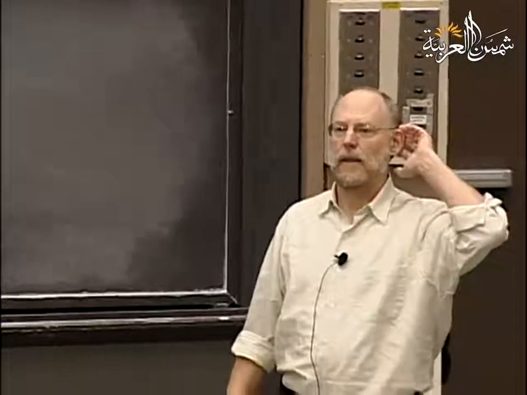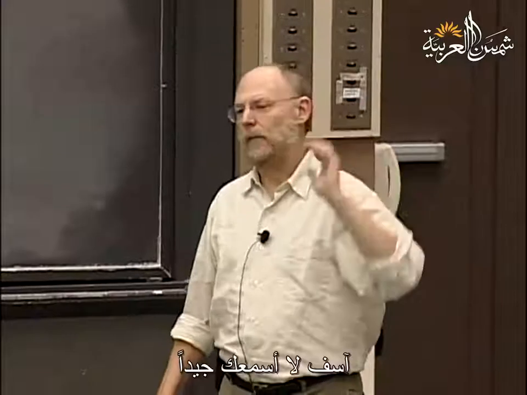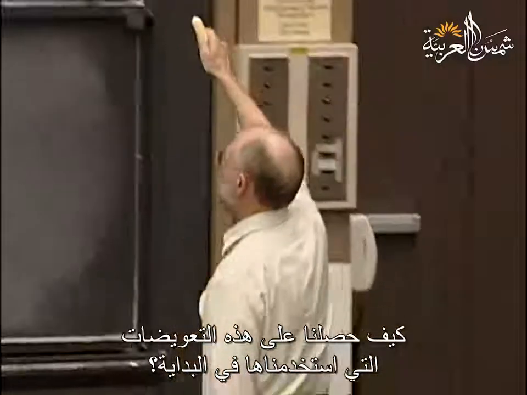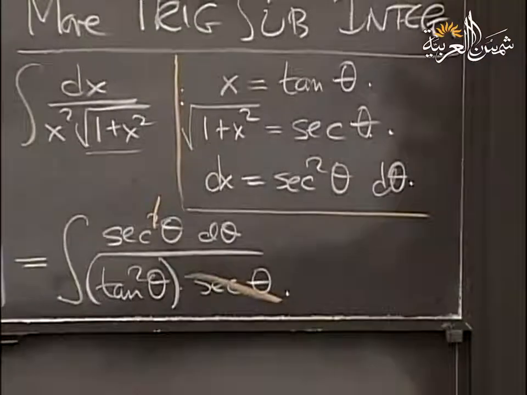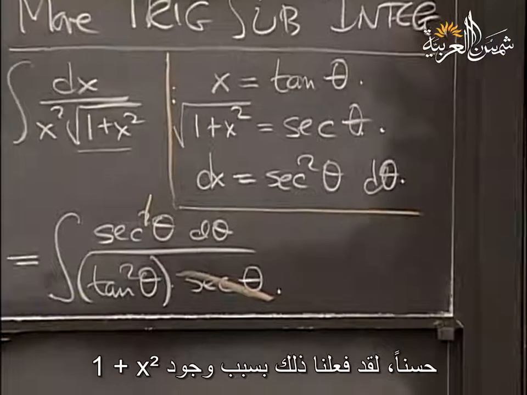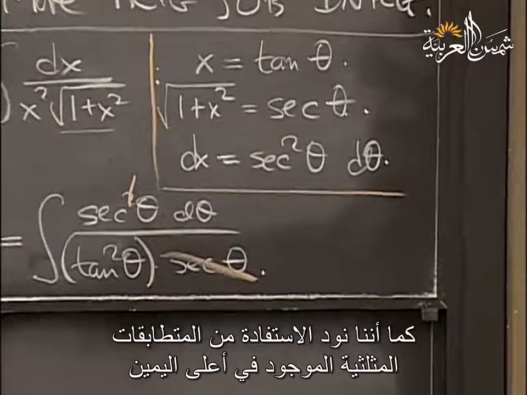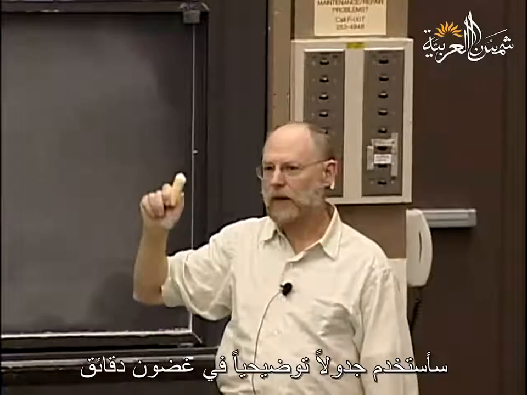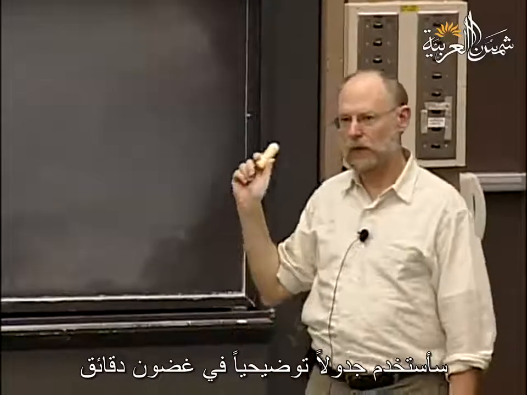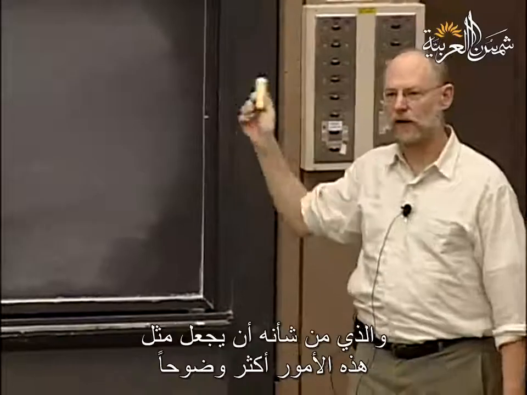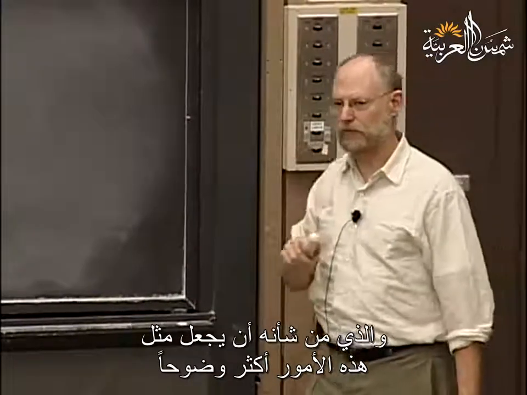Yes, sir? How can you know to equal, like, x equals sin x? I'm sorry, my hearing is so bad. How do you know you should say x equals tan theta for the beginning of the question? How did I know this substitution in the first place? It's because of the 1 plus x squared, and I want to make use of the trig identity in the upper left-hand corner. I'll make you a table in a few minutes that will put all this in a bigger context, and I think it'll help you then. Okay? I promise.